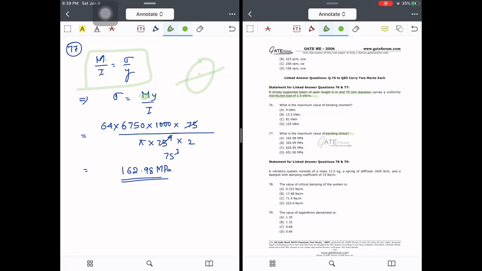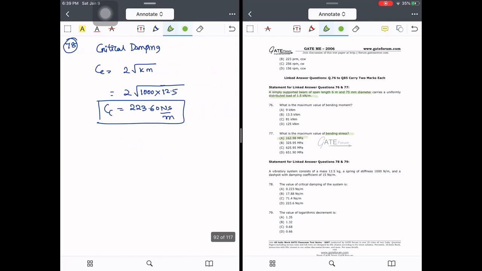Just put the corresponding formula of the bending moment, and y will be, since it's circular, 37.5, that is 75 by 2, and d to the power of 4, diameter is 75 to the power of 4. The I will be pi by 64 d to the power 4, and you will get the corresponding value of stress, that is 162.98 megapascal is the answer.